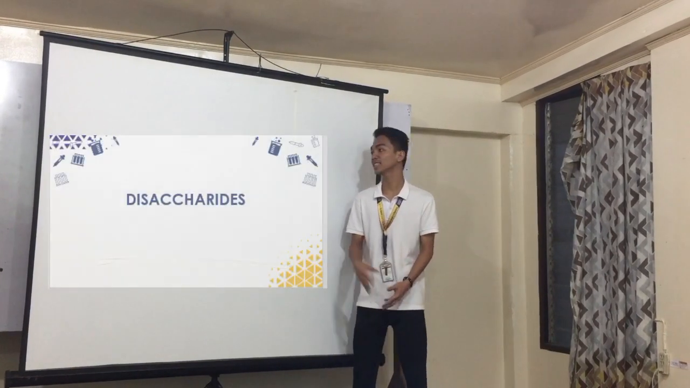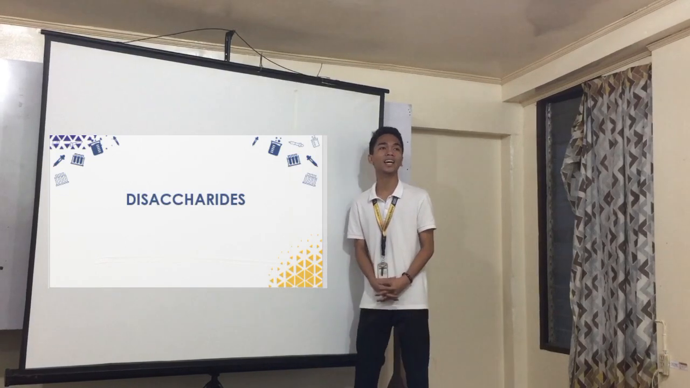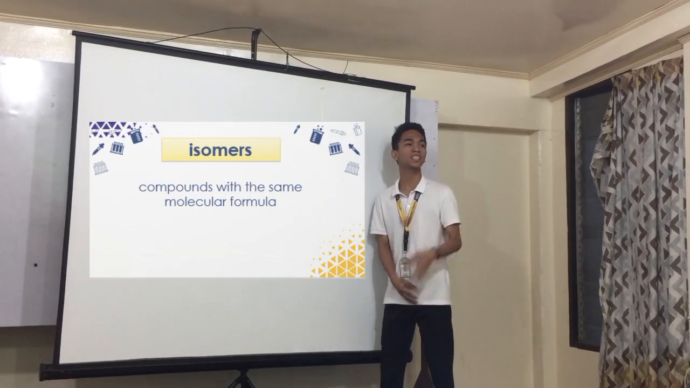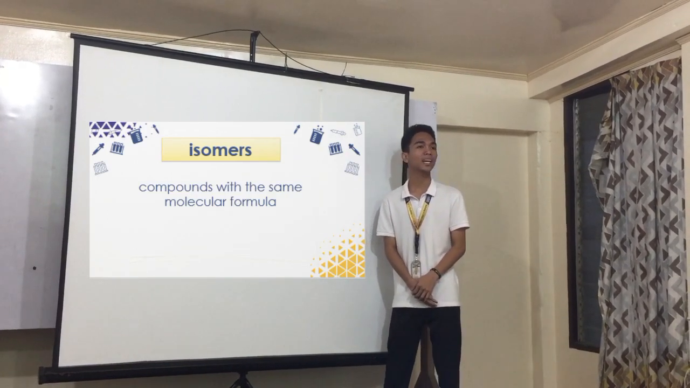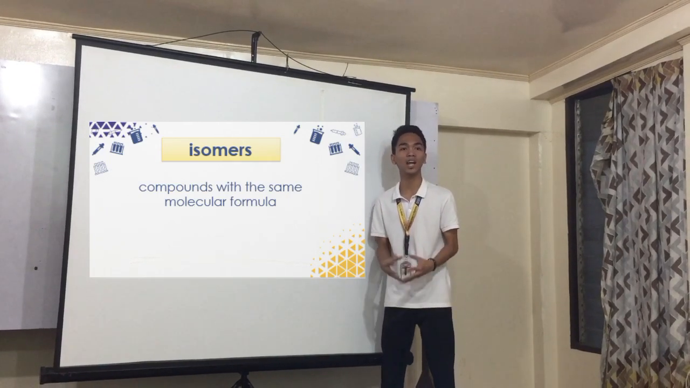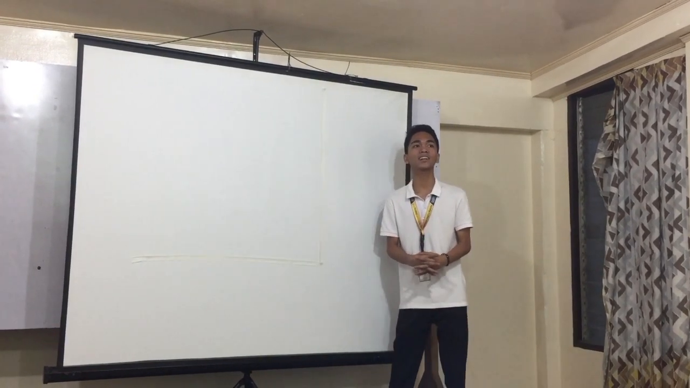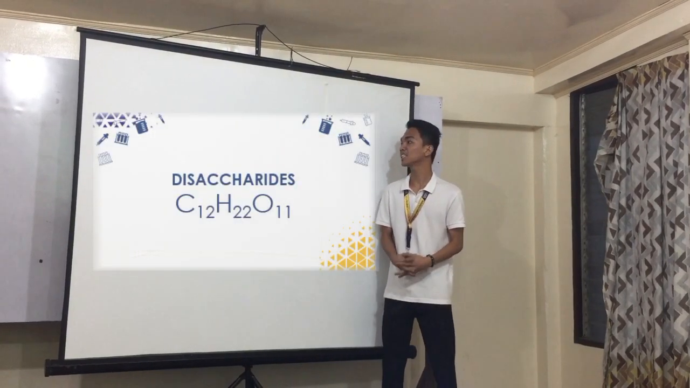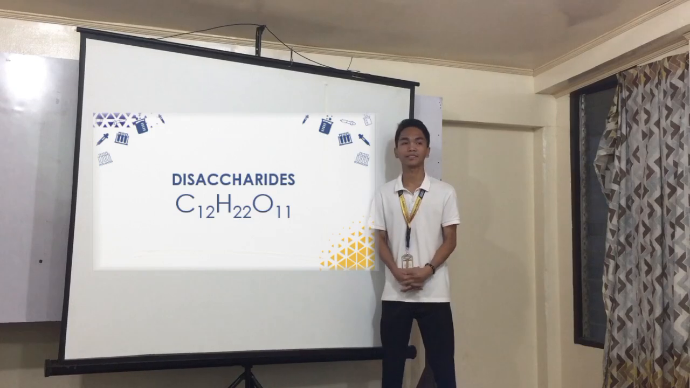Okay, let's move on to disaccharides. When we say disaccharides, they are isomers. When we say isomers, what is isomers again? Okay, Denver, you are correct. Isomers have the same molecular formula. The disaccharides' molecular formula is C12H22O11.